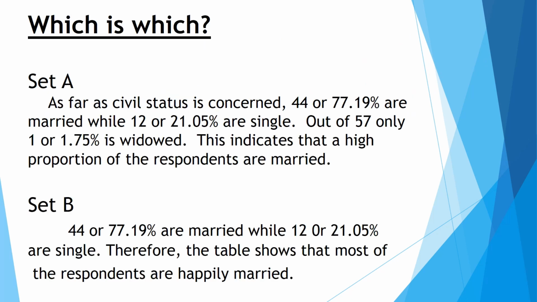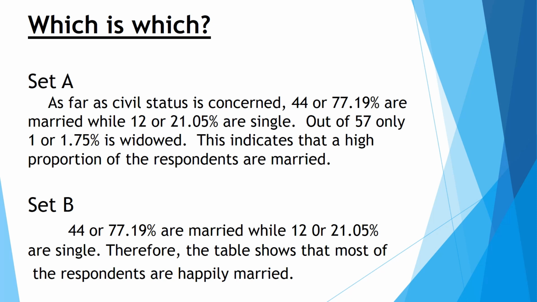Let's have more examples. You can shout your answers. This activity is entitled Which is Which. Choose between set A and set B. Which of the two interpretations do you think is more presentable and clearly stated? Read the text. Set A. As far as civil status is concerned, 44 or 77.19% are married, while 12 or 21.05% are single. Out of 57, only 1 or 1.75% is widowed.